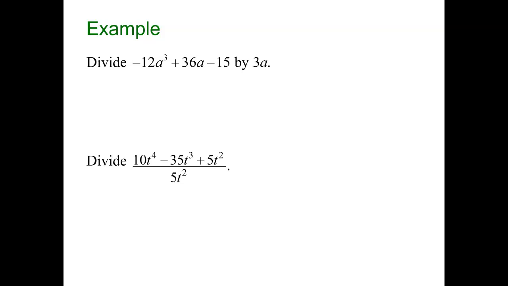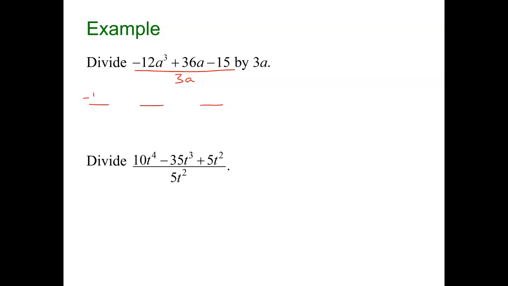So I've got this polynomial, negative 12a to the third, plus 36a minus 15, and I want to divide it by 3a. So I can go ahead and write it as a fraction, as a rational expression, because division is fractions, fractions are division. So how many terms do I have in my numerator? 3. Do I have only one term in my denominator? Yes, so that means I'm dividing by the monomial. So 3 terms in the numerator means I'm going to have 3 fractions.